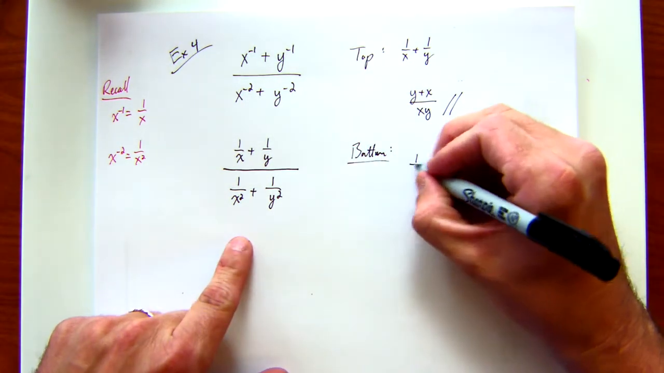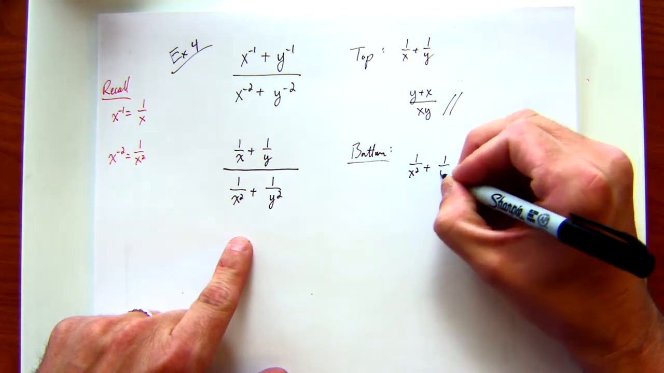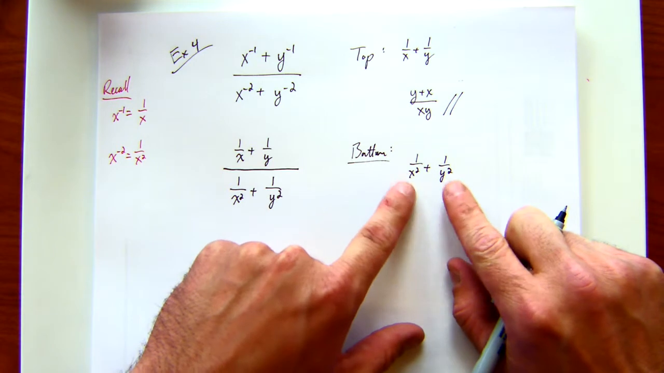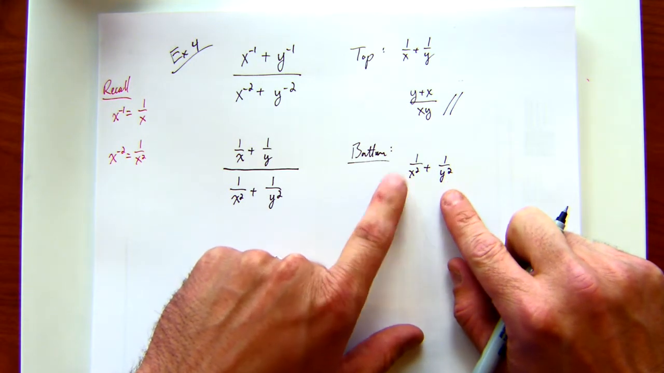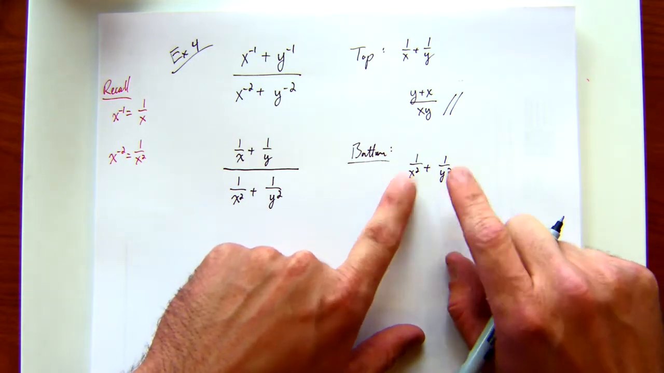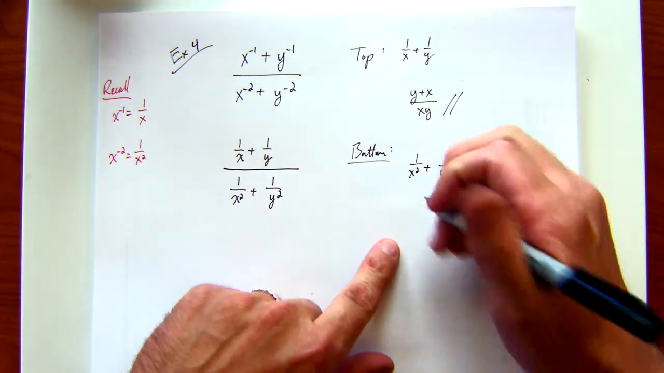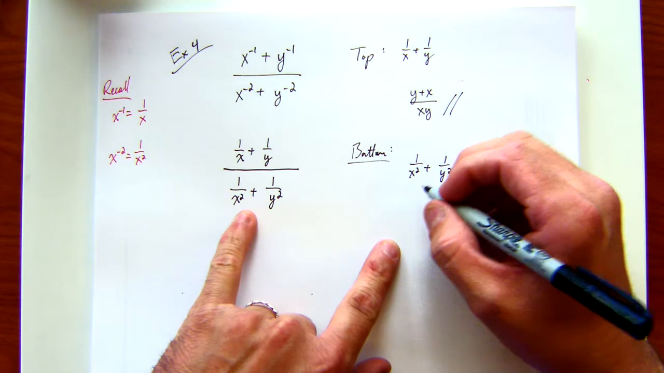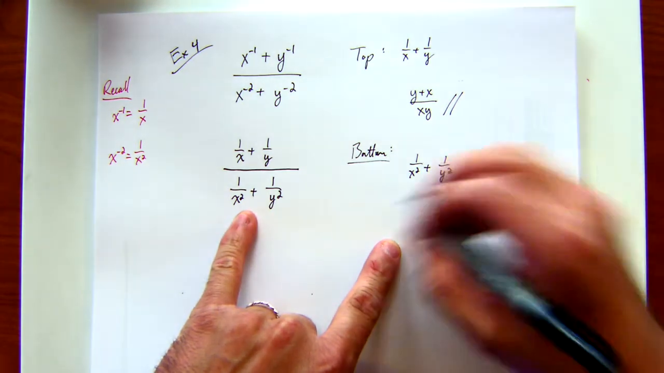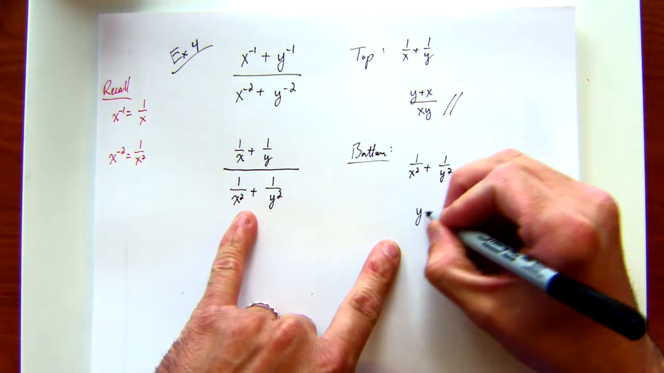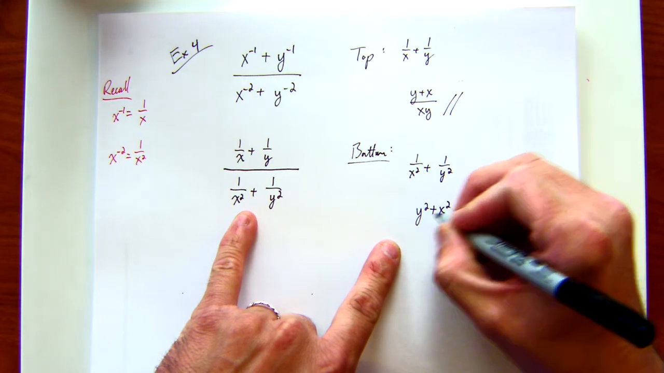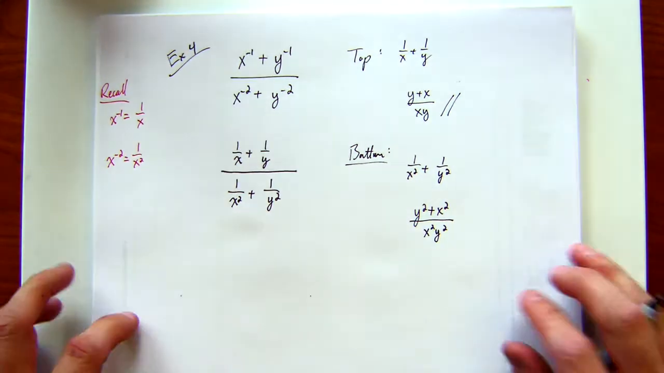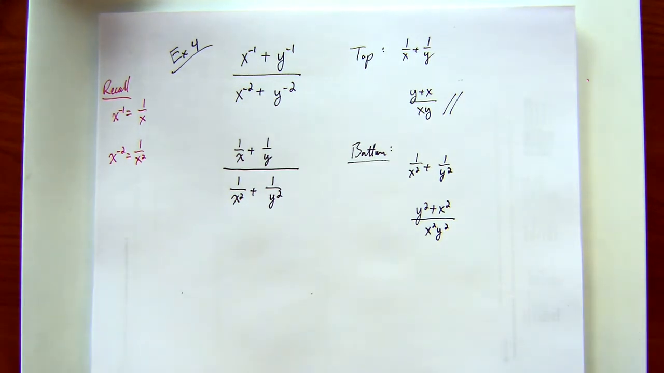What's my bottom? 1 over x squared plus 1 over y squared. What's the common denominator going to be for this guy? Yeah, good, David, and everyone else, x squared, y squared. So this is going to turn into, oh, I meant to write this, I meant for that to be a negative, but I'm going to leave it as it is. This is going to be y squared plus x squared all over x squared, y squared. Everybody okay with that?